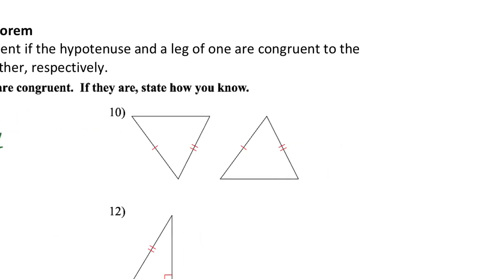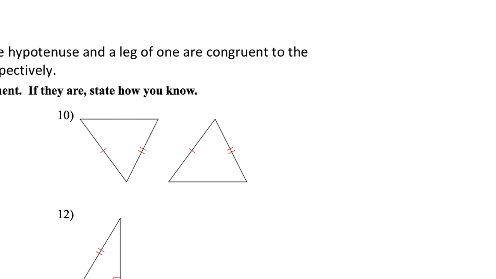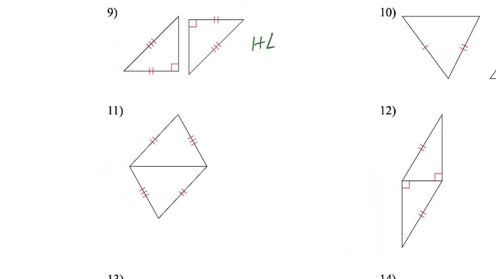Okay. Let's see number 10. Number 10, I know that this side is congruent to the left of this triangle, and I know that this side on the right of this triangle is congruent to that one. But I don't have any other information. I don't know that this side is congruent to that one, and I don't have information of any angle. So here we don't have enough information. Let's see the next one.